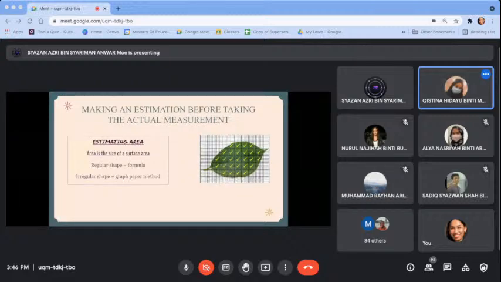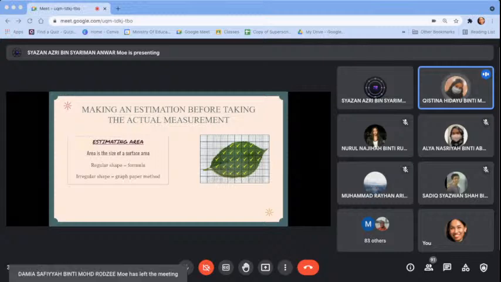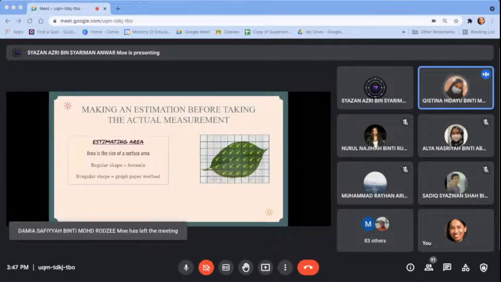Making an estimation before taking the actual measurement. The first one is estimating area. Area is the size of a surface. For regular shape, we can use the formula, which is length times width. And for irregular shape, we can use methods such as the graph paper method.